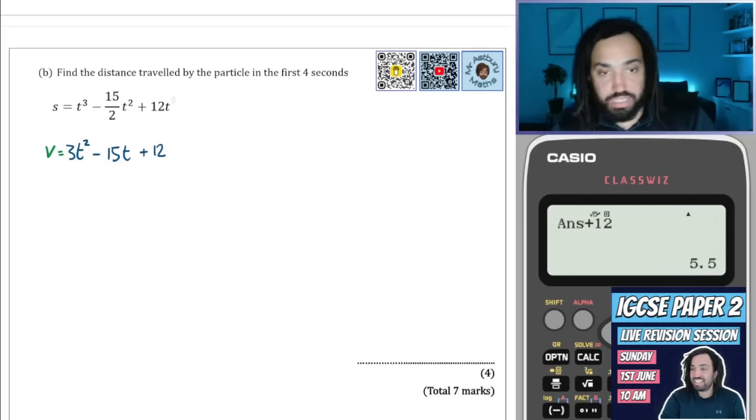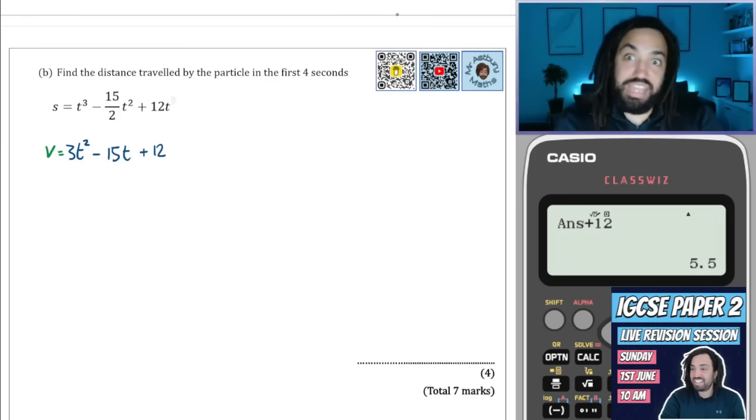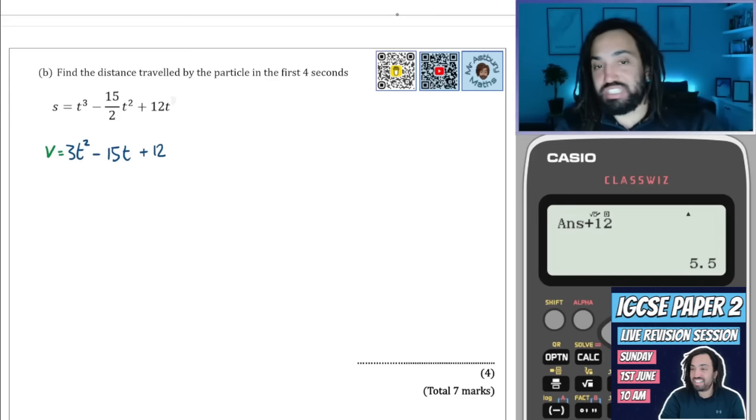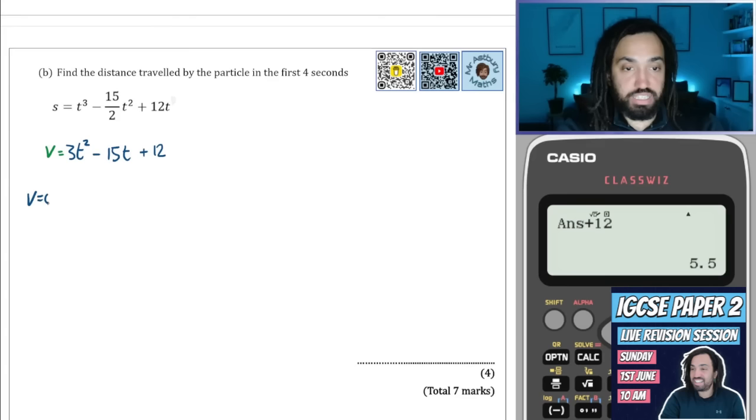Okay, part B is quite challenging actually. I feel a bit bad for putting it in the paper, but hey, why not? Let's challenge ourselves. So it says find the distance travelled by the particle in the first 4 seconds. Well, what we know is that it's at rest when t is equal to 1 and when t is equal to 4.